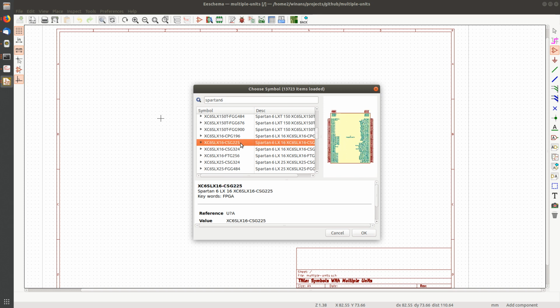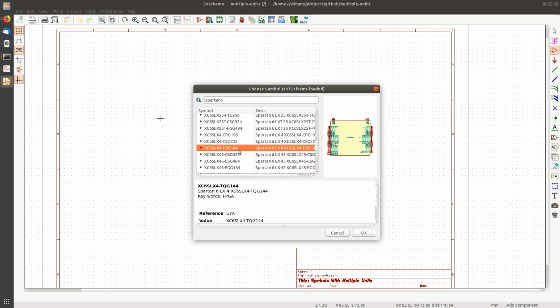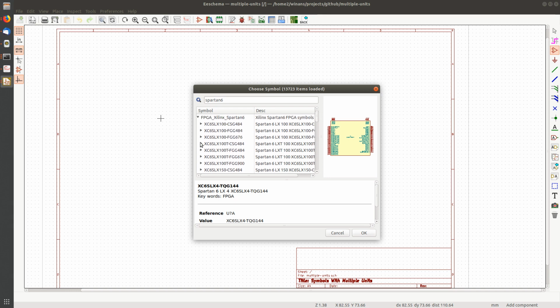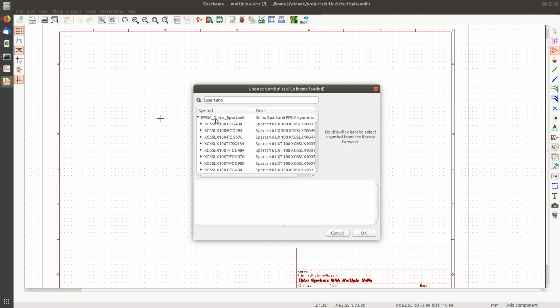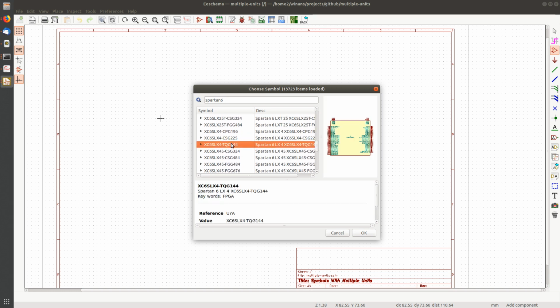Let's look at something a little more reasonable, like 200 pins, or maybe a 144. Here's one with 144 pins. This is relatively small by FPGA standards. See this arrow over here? Right up here, this is the library, and this arrow says show me the parts, some of the symbols inside the Xilinx Spartan 6 library. Down here, this is the 144 pin FPGA.